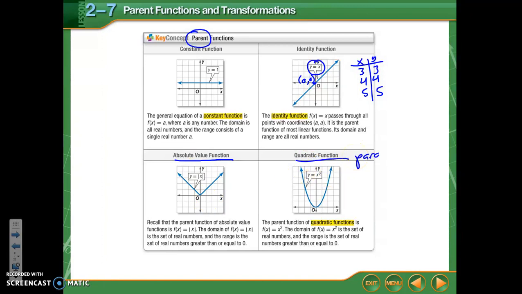Lastly, we have the quadratic function. Quadratic functions always graph as parabolas. That's the name of the shape of the graph, but the function itself is called quadratic. The parent function of a quadratic function is y equals x squared. That's the most basic parabola you can have.